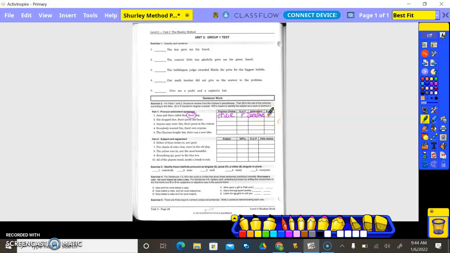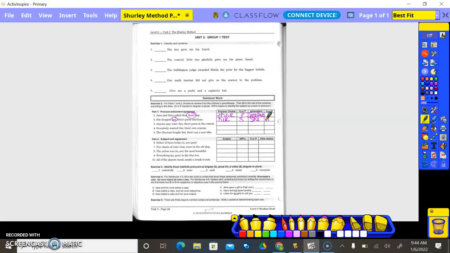Okay, because remember, your antecedent has to match what pronoun you chose, right? Because they both either have to be singular or they both have to be plural. Okay, she dropped blank purse and keys. Her, singular or plural? Singular. What's it referring to? She, and she is singular.